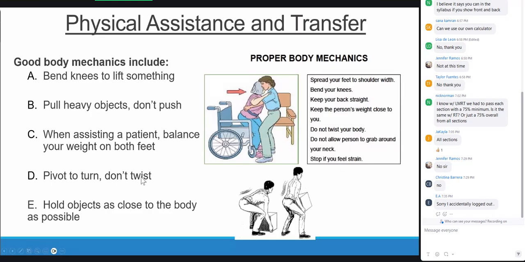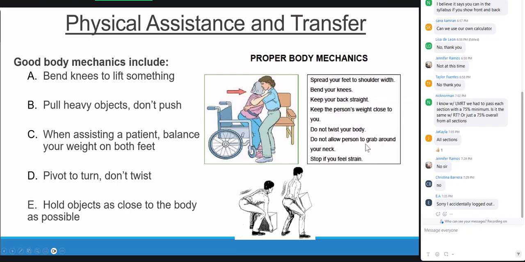Don't twist in your torso. Hold the objects as close to the body as possible. This reduces the strain on your core, specifically your lower back. Your feet should be shoulder width apart. That allows you good balance, and bend your knees. Keep your back straight. Again, don't twist your body.